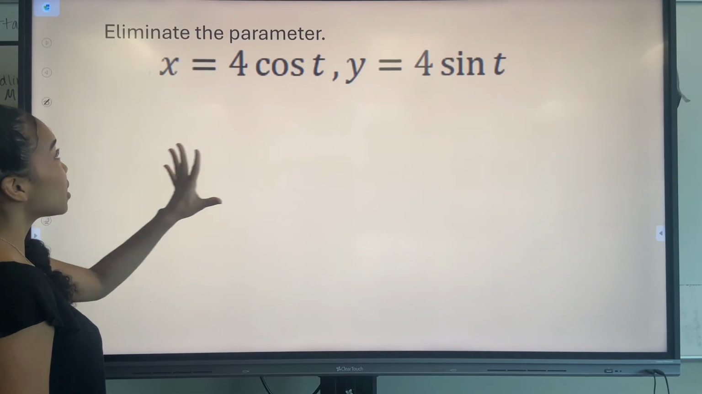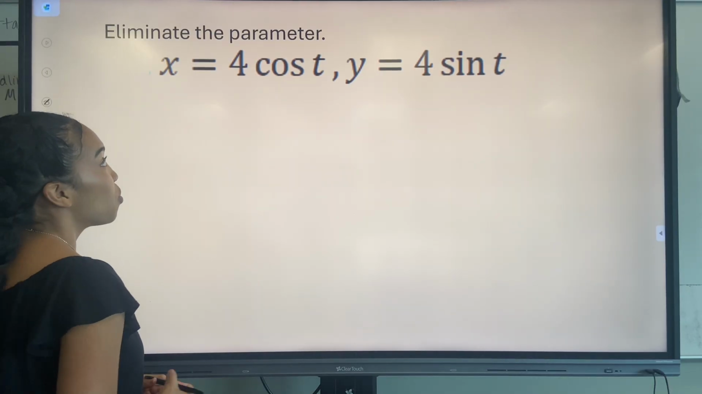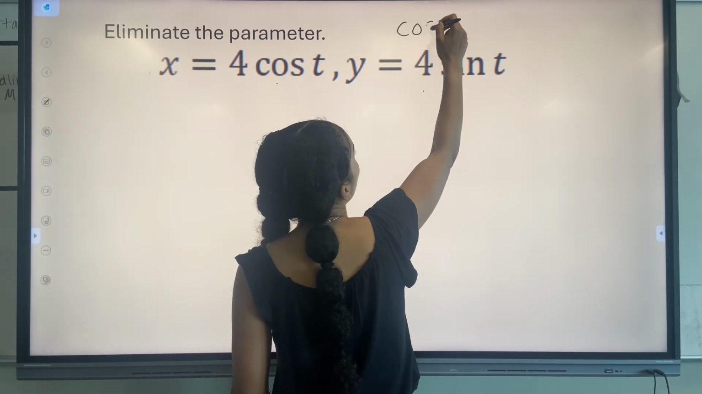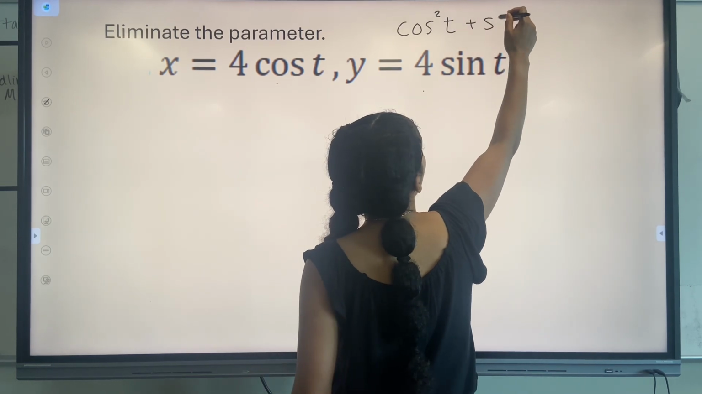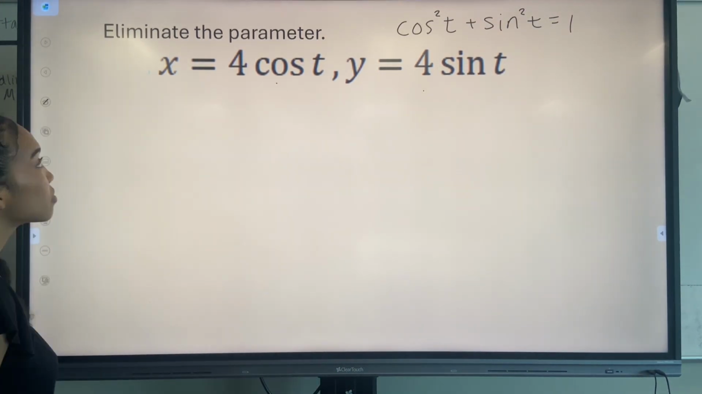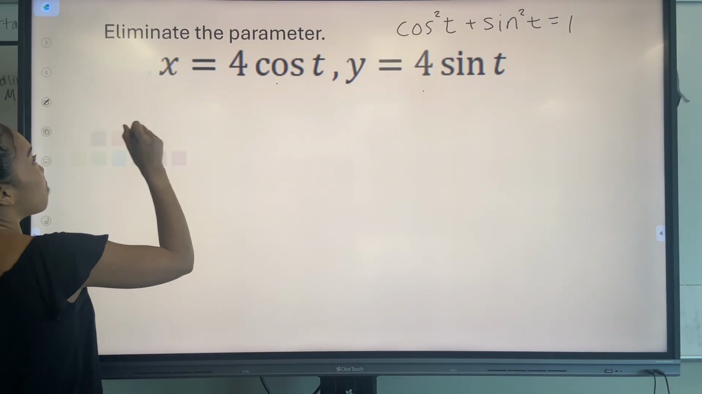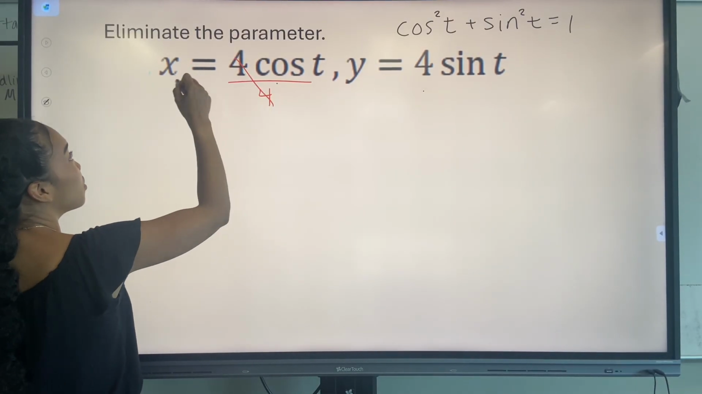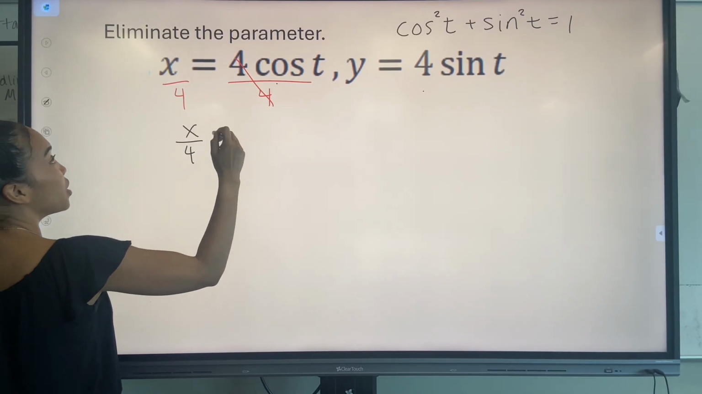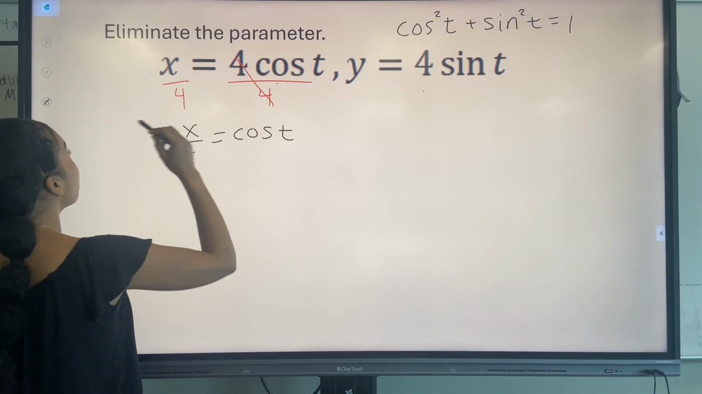All right, let's eliminate the parameter here. Whenever you have cosine and sine, you're going to use the trig identity. Cosine squared plus sine squared equals 1. So we're going to divide both sides by 4. So you get x over 4 equals cosine t.